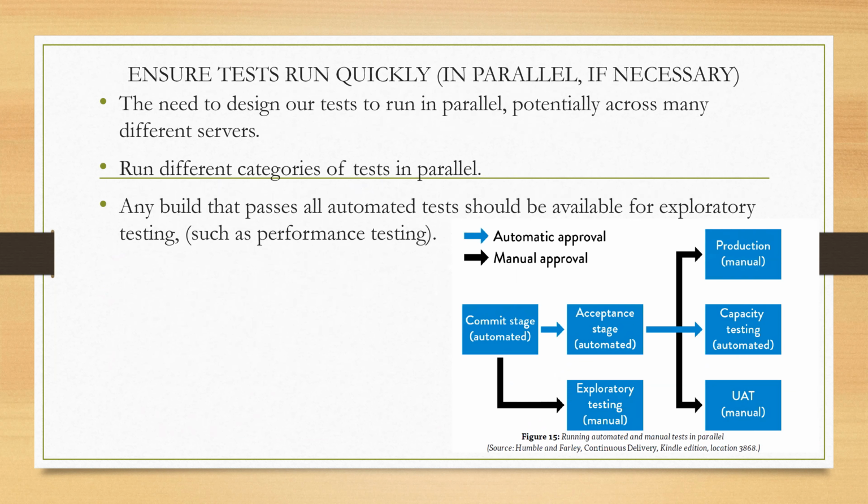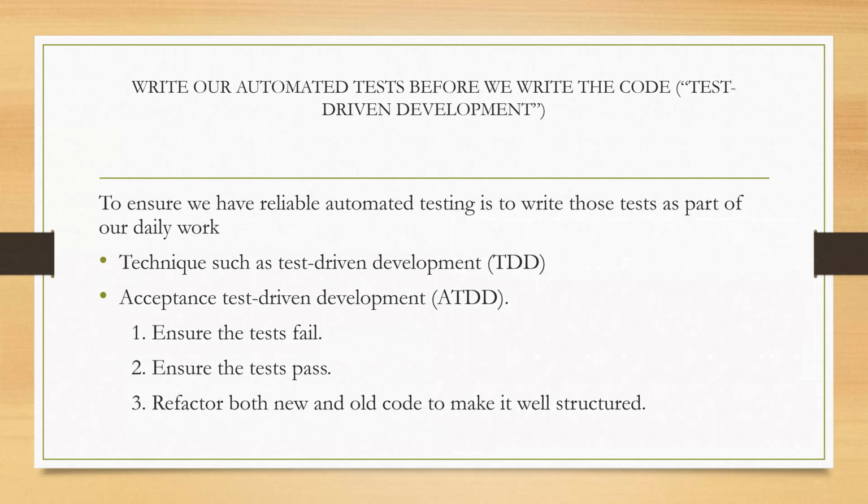Such as performance testing. You can see if you follow this manual or this automated process here, you move straight from commit to accept to capacity testing. It's just a straight shot. Manual approval, you have to commit, then you have to go through the exploratory testing, and then the production, and so it's a slower process there.